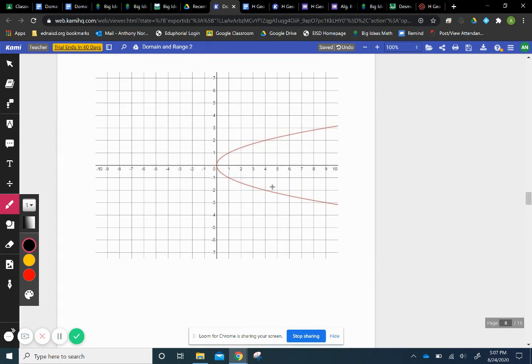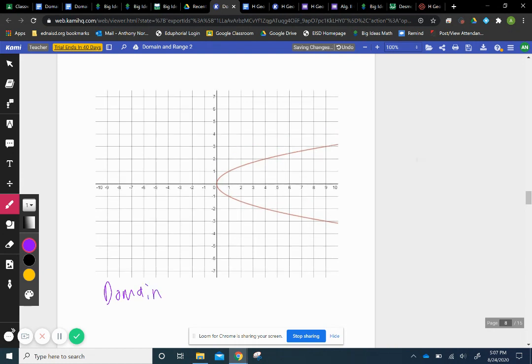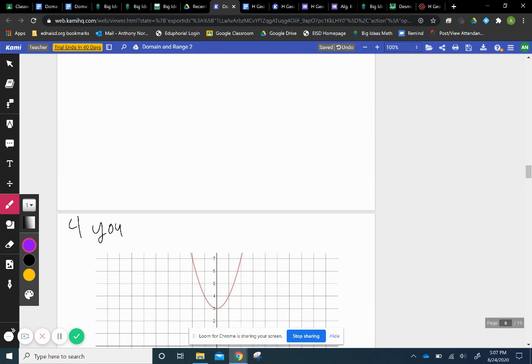Is this one a function? Definitely not. It fails a vertical line test all over the place. So our domain, we're not sure what it's going to be yet. We're actually going to have to look at it. What does it kind of look like? It kind of looks like a sideways parabola. A parabola is one of these.